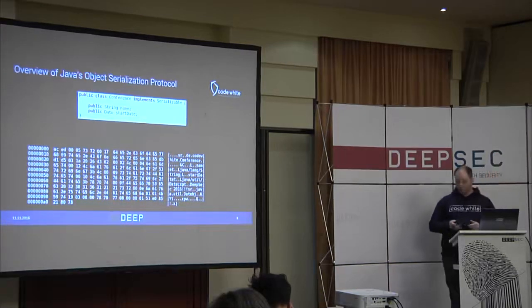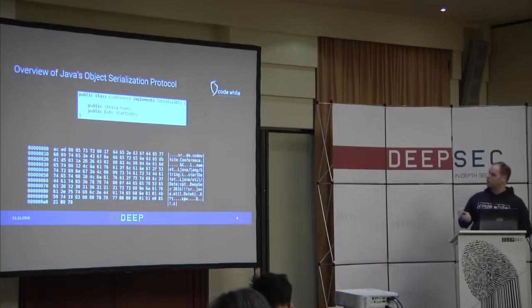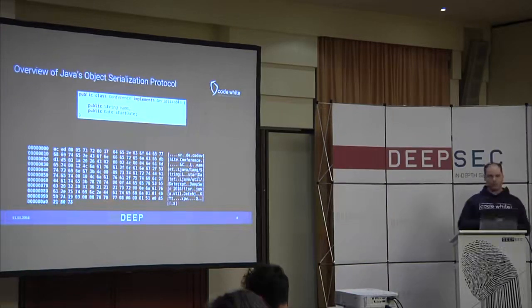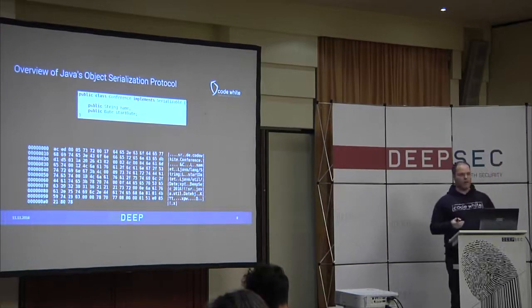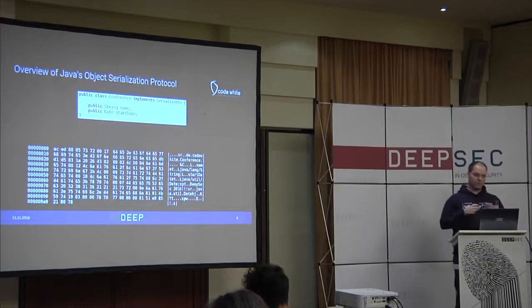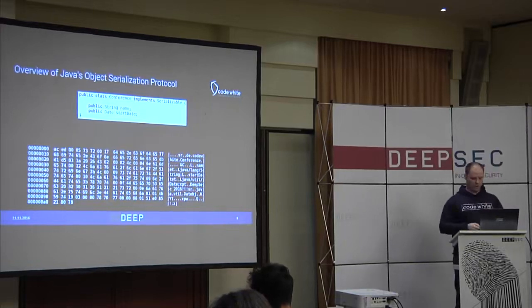I have a very short example about the serialization protocol of Java. I have a class Conference. We have two members, name and start date. Name is of type string, and start date is of type date. I created an instance of it, and I wrote a serialized representation of it into a file. The content of the file is the following.